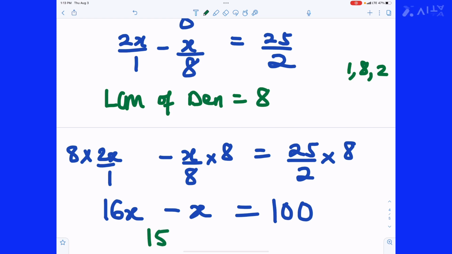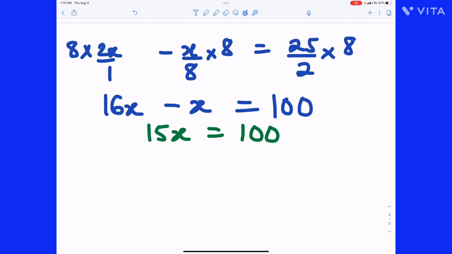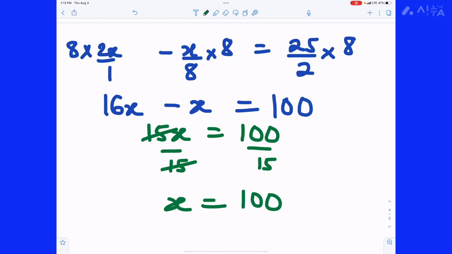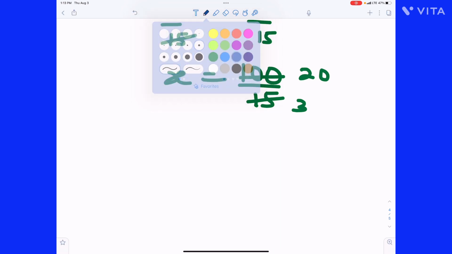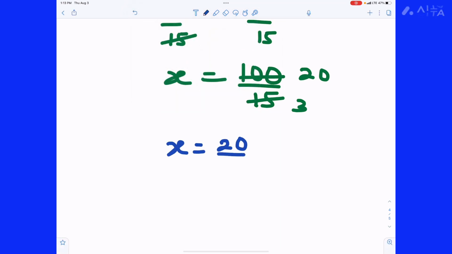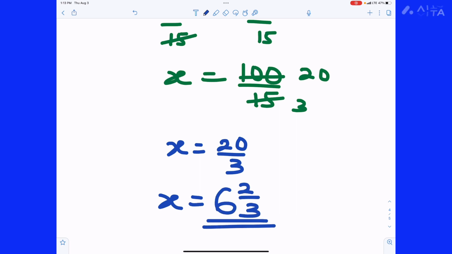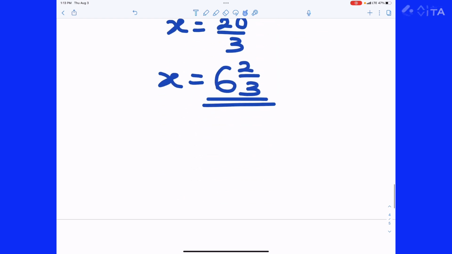So now 16x minus 1x is what? 15x. So 15x is 100. I'll divide both sides by 15. 15, we cut 15. I have x left. X is 100 over 15. 5 here 3, 5 here 20. So x is equal to what? X is equal to 20 over 3. X is 6 whole number 2 over 3. That's the answer to question 6.